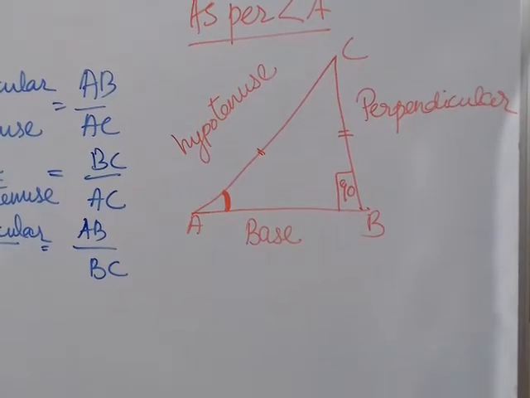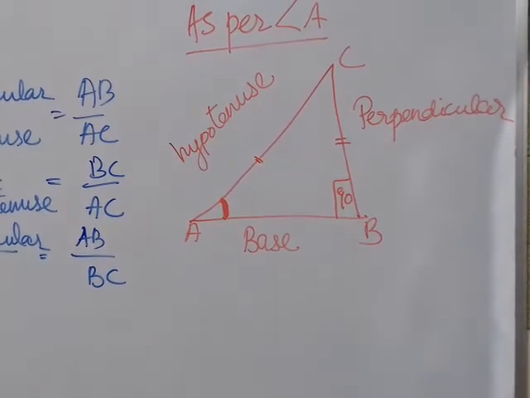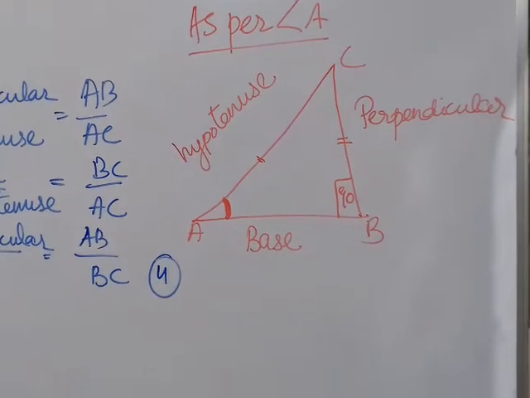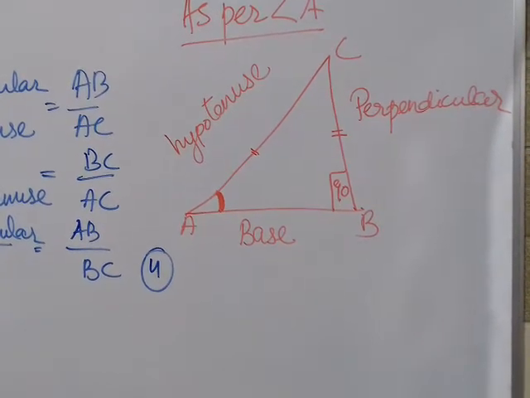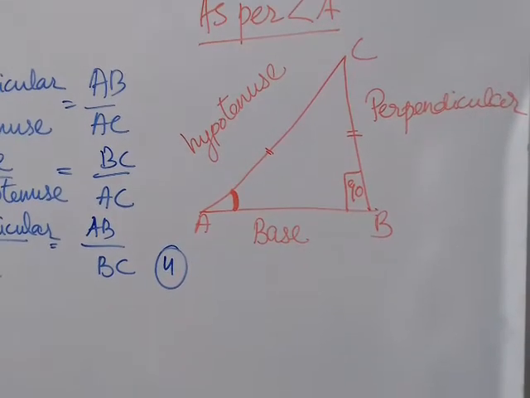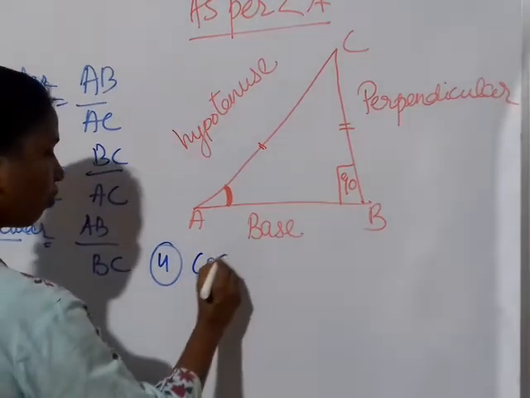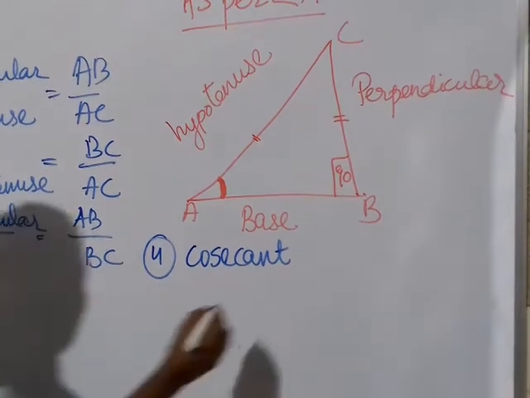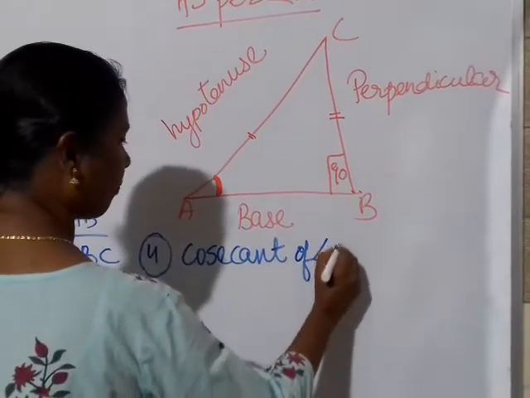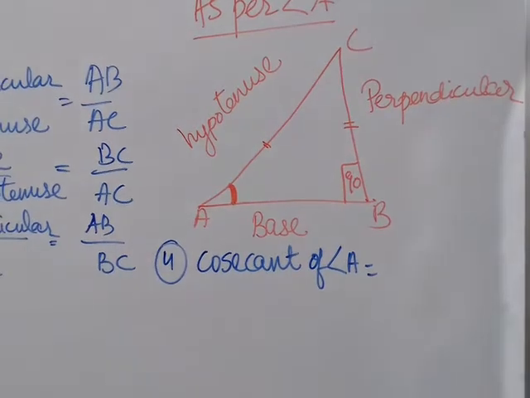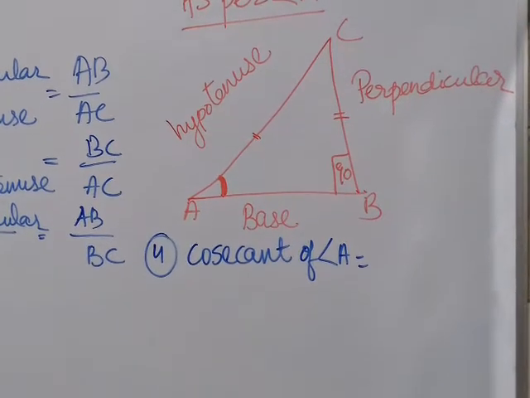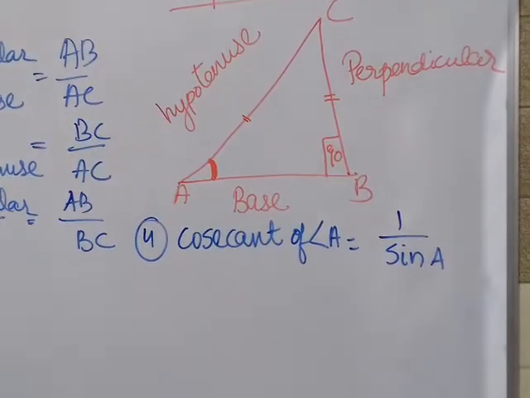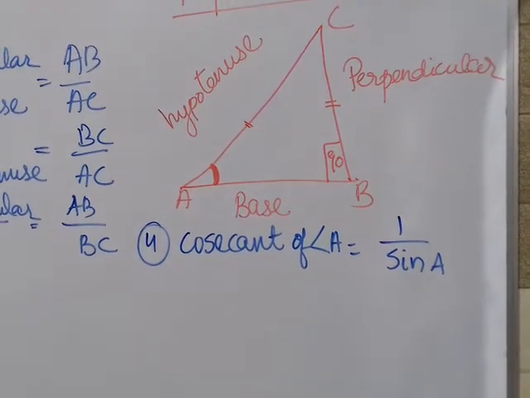Now, the fourth ratio, 1, 2, 3 we studied. Fourth ratio is called cosecant. C-O-S-E-C-A-N-T. Cosecant of angle A, that is 1 by sine A, reverse of sine A. Reverse of sine A it is.